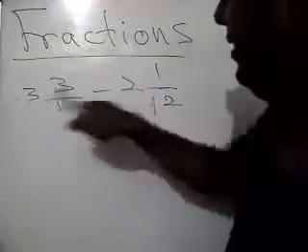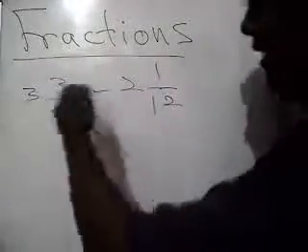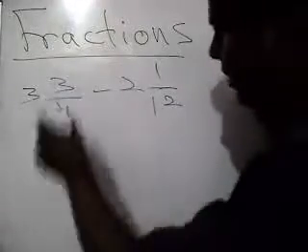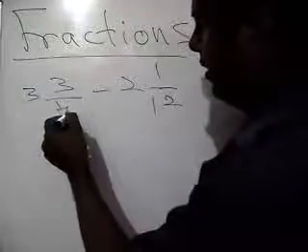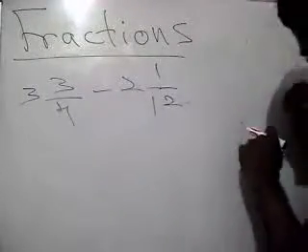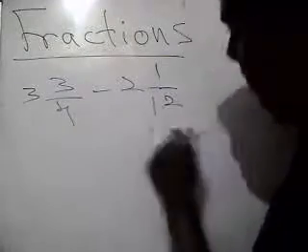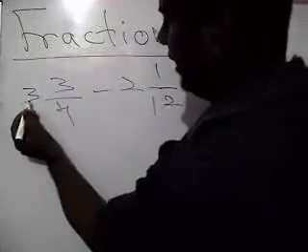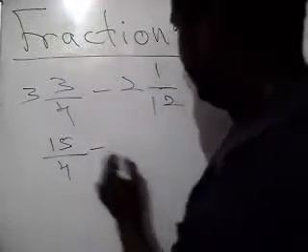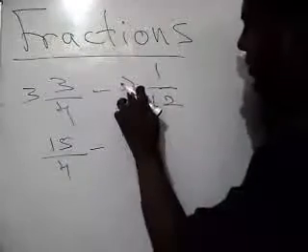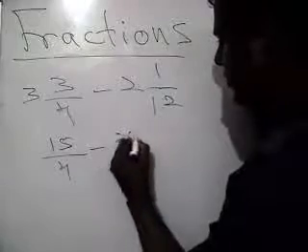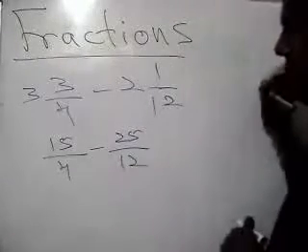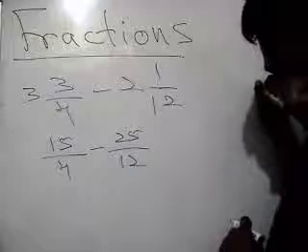We don't take the two whole numbers separately. We make them mixed fractions. So how do we do that? 4 times 3 is 12, 12 plus 3 is 15. 12 times 2 is 24, 24 plus 1 is 25. Okay, 25 over 12.